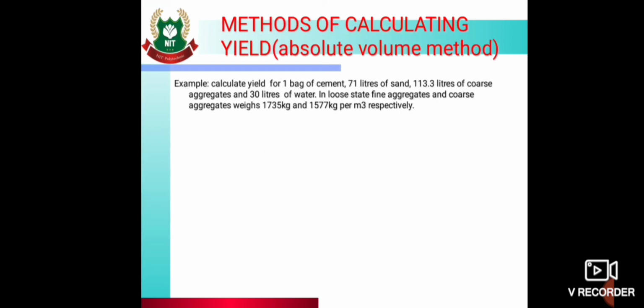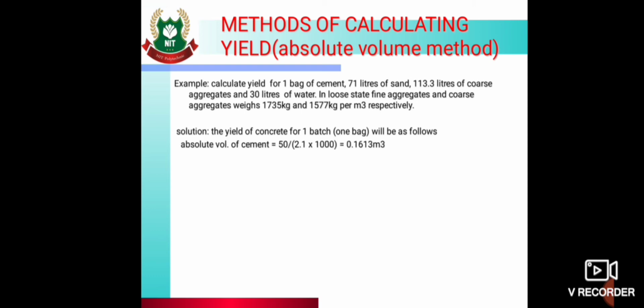So we will see one example of how yield is calculated by the absolute volume method. In this example it is given: calculate yield for one bag of cement, 71 liters of sand, 113.3 liters of coarse aggregates and 30 liters of water. In loose state, fine aggregates and coarse aggregates weigh 1735 kg and 1577 kg per meter cube respectively. So the yield of concrete for one bag will be as follows.